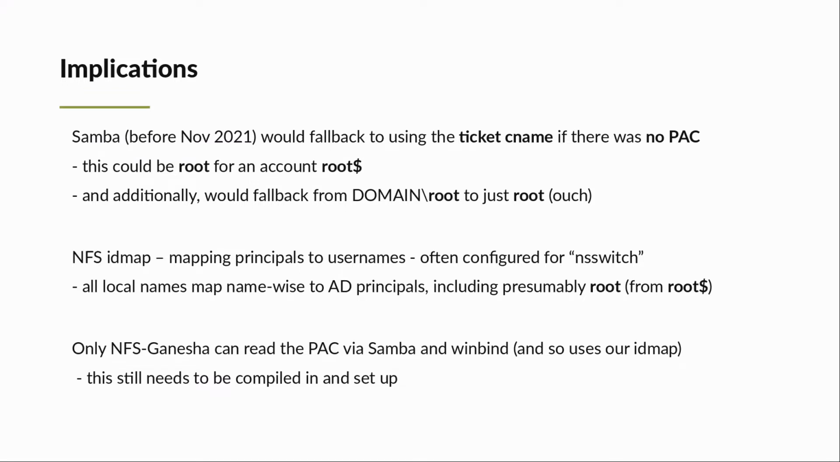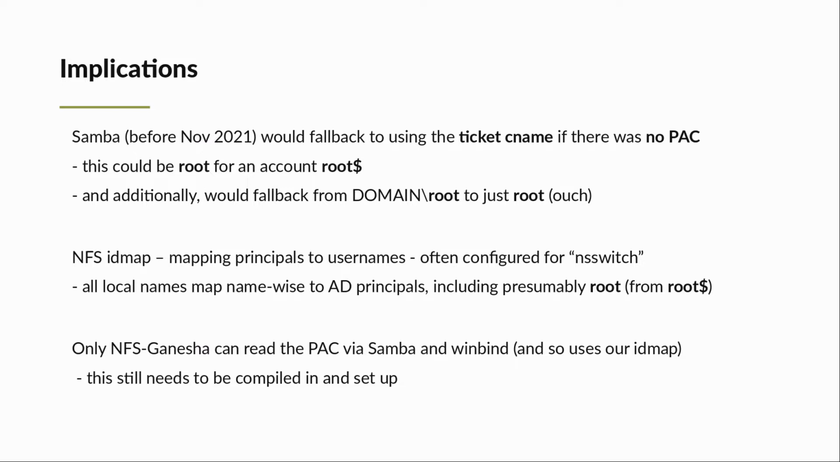So this has implications. Before November 2021, if there wasn't a PAC in our ticket, we would fall back to the ticket cname, the name at the top of the ticket that I showed you back on slide number two. And so that, for a username root dollar, perfectly legitimate to add, would be root. And as a helpful measure, because a lot of people run Unix servers with Unix usernames in the way that would be friendly to use, where it's bare usernames. Heck, I added the winbind use default domain code to Samba because it's a nice way to run a server. Samba would fall back from domain slash root to just getpwnam of root and log you in as root.